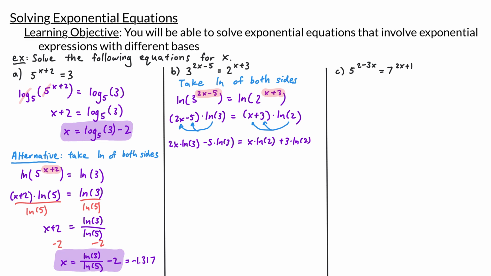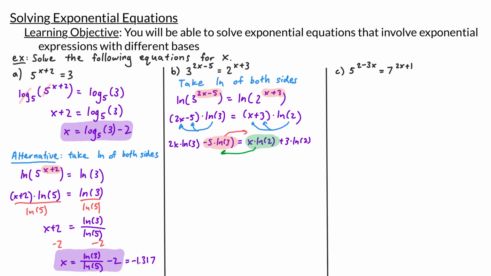So once again, we'll want to move all the terms that have x's to one side of the equation and move the terms that don't have x's to the other side. So let's move the terms with x's to the left-hand side. So this x times ln of 2 will move over to the left-hand side, and the negative 5 times ln of 3 that does not have any x's in it, we'll move that to the right-hand side.